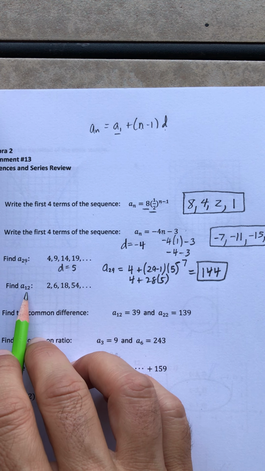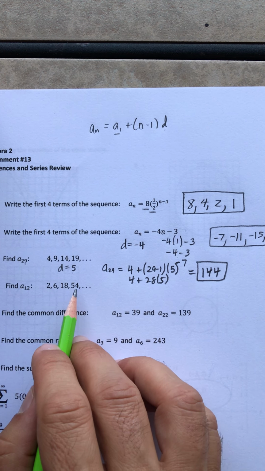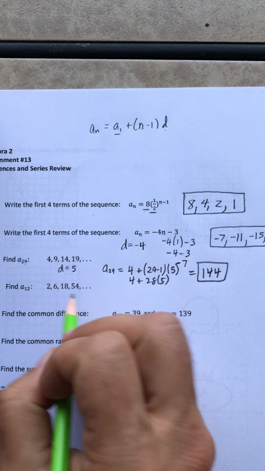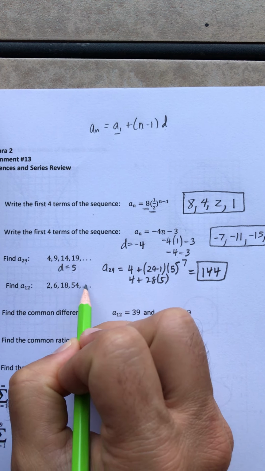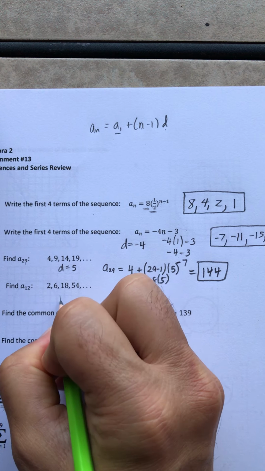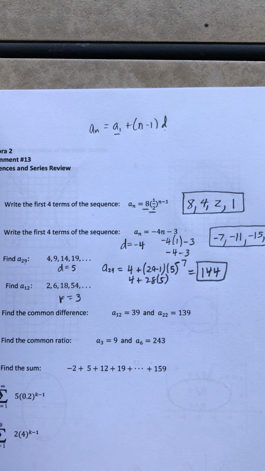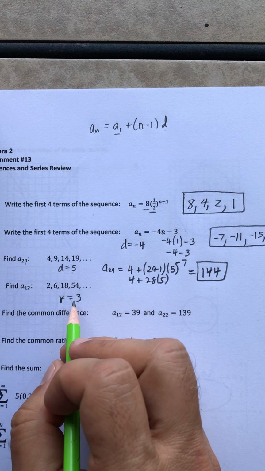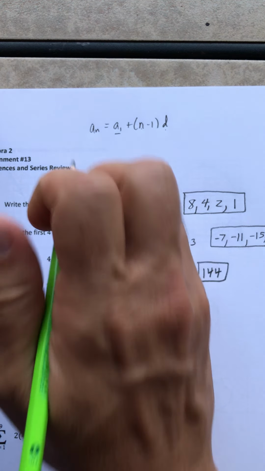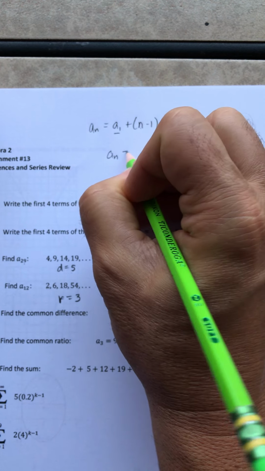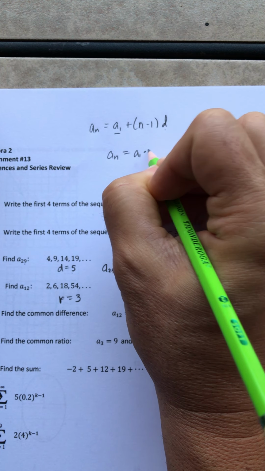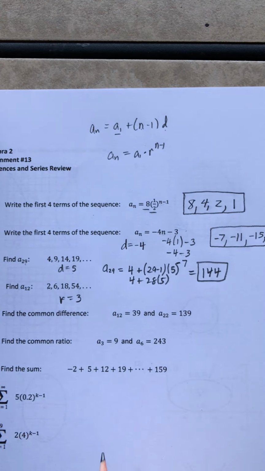Next, I want the 12th term. Is this arithmetic? Nope, it is geometric. How do I know it's geometric? Because I'm multiplying by 3. When you multiply, it's geometric. When you add, it's arithmetic. So I know r is 3. I'm not going to use this formula. I'm going to use the geometric formula, which is a1 times r to the n minus 1.